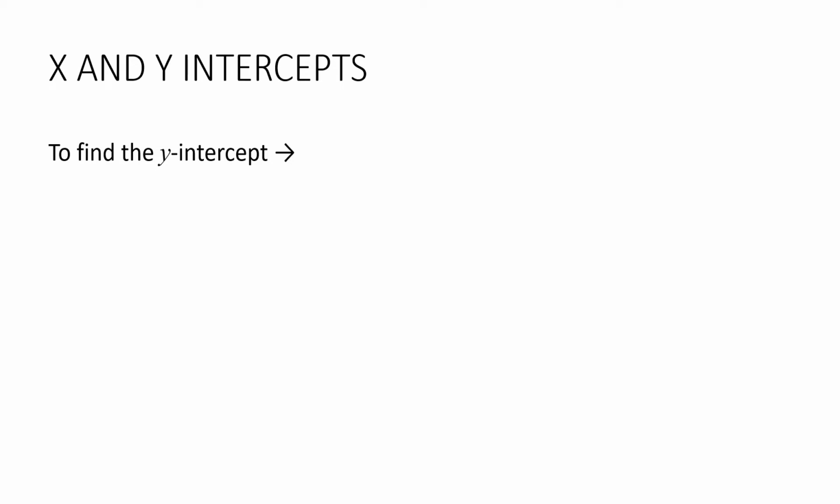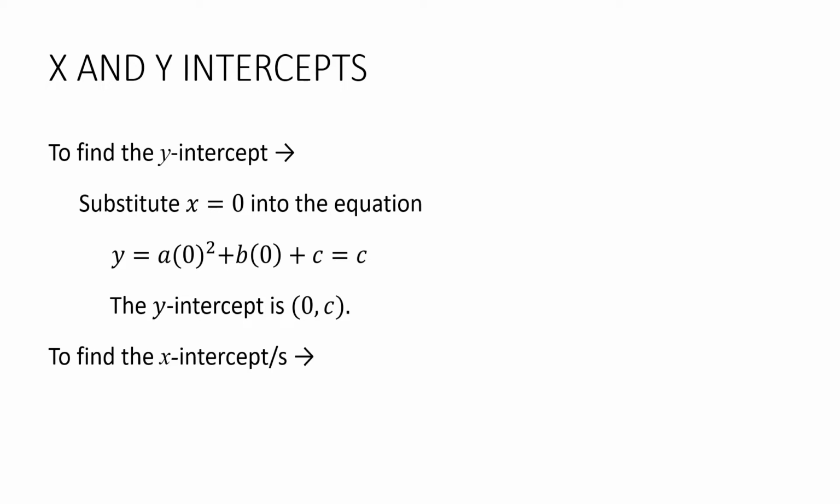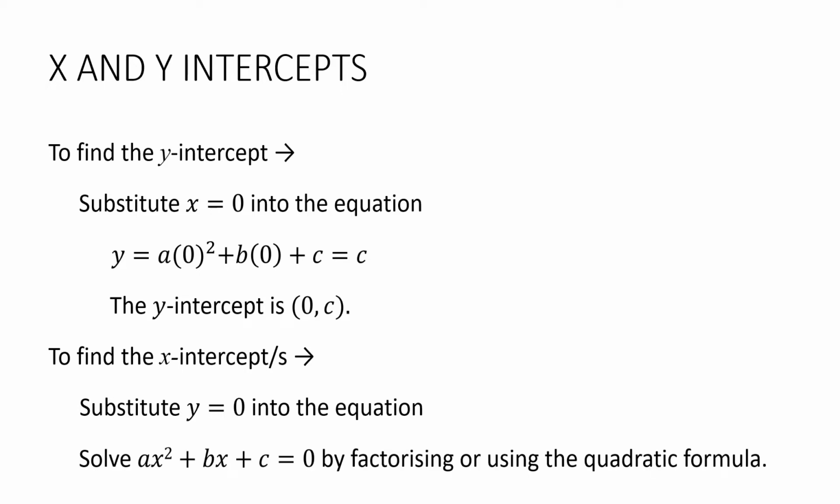To find the y-intercept, we substitute x equals 0 into the equation. So into ax squared plus bx plus c, we substitute x equals 0, and that's going to give us y is equal to c. So the y-intercept is the point (0, c). If we want to find the x-intercepts, we substitute y equals 0 into the equation. And that's the same as solving ax squared plus bx plus c equals 0. We can do that either by factorising or using the quadratic formula.